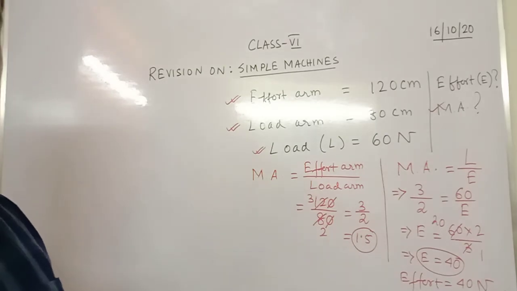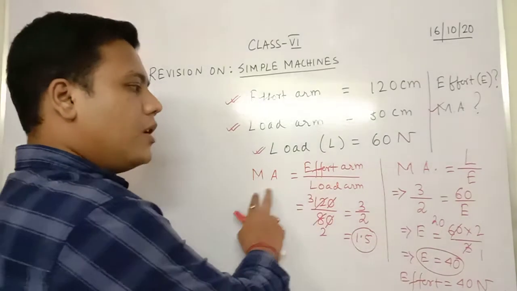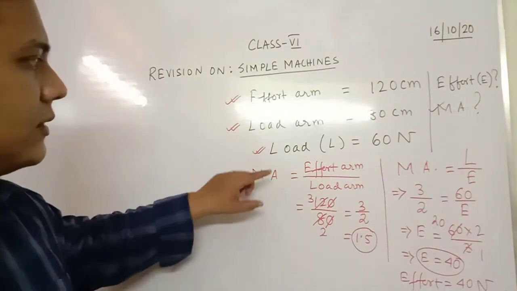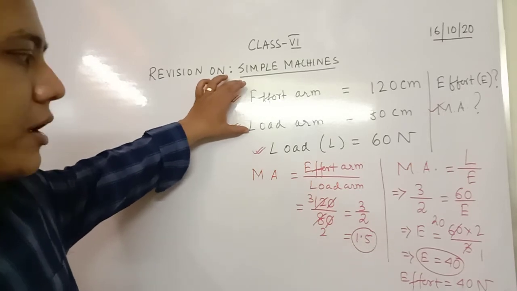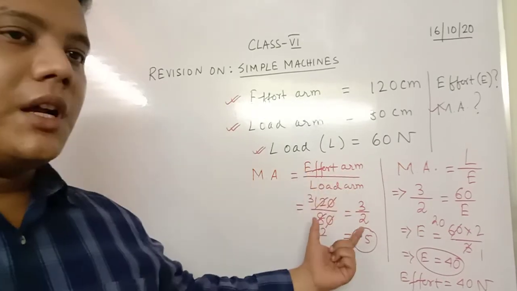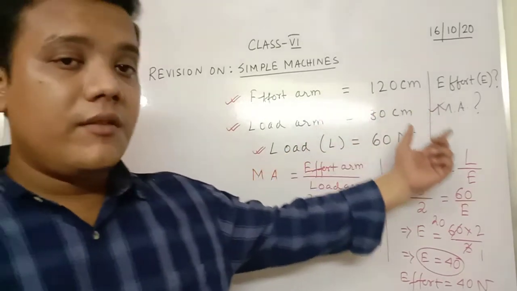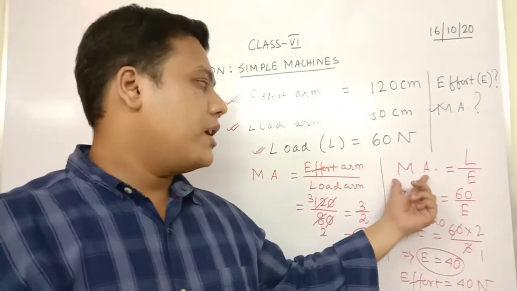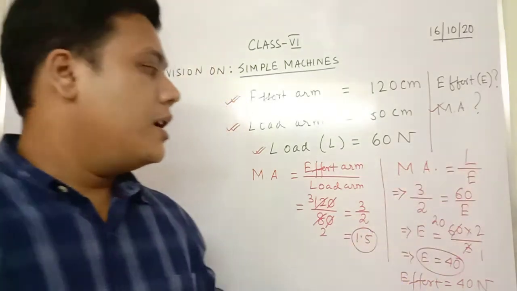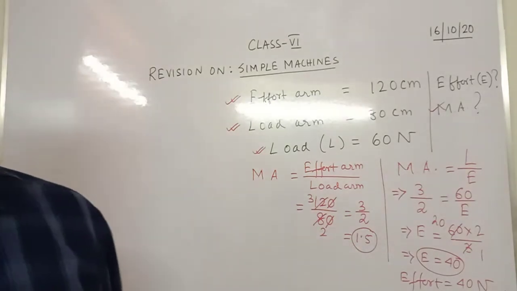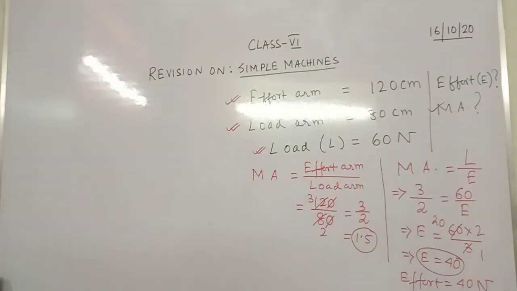See students, these are the only two formulas you need to follow, either this formula or this one. And you have to be very conscious when to use which formula. Whenever you get these two data, effort arm and load arm, you can easily use the formula of mechanical advantage, MA equals effort arm by load arm. Or if you have load and effort given to you, and you have been asked to calculate the mechanical advantage, we can use this formula, mechanical advantage equals load by effort. By putting in whichever values are given to you, we can calculate the necessary answers. I hope students, you all have understood how to solve these sums, right?